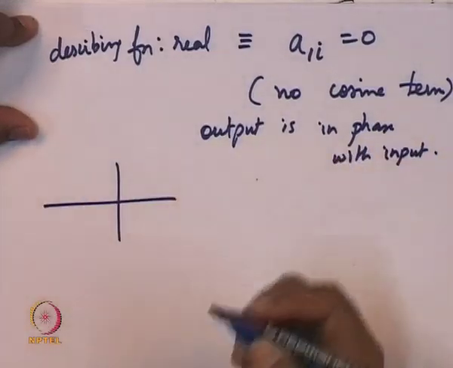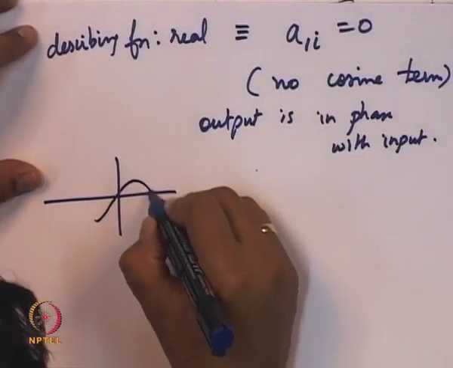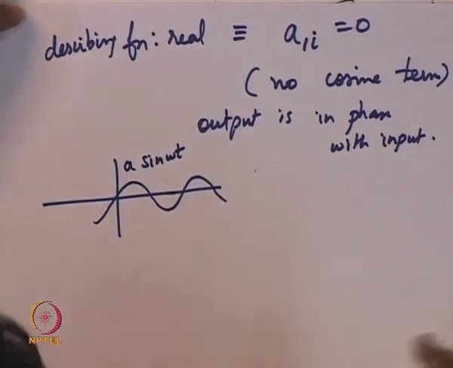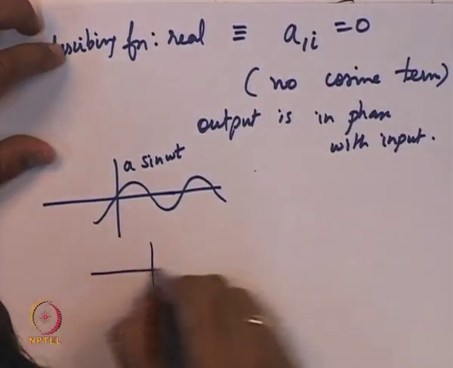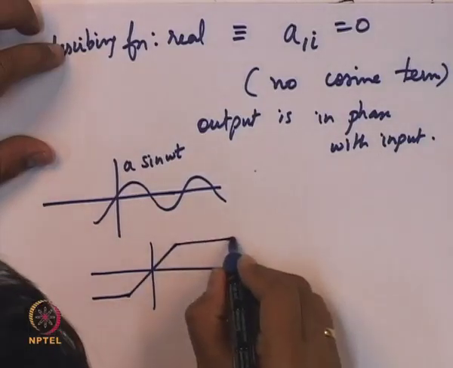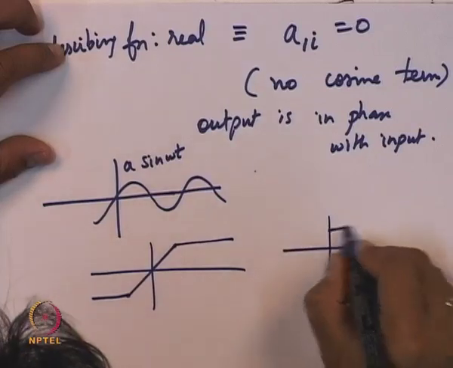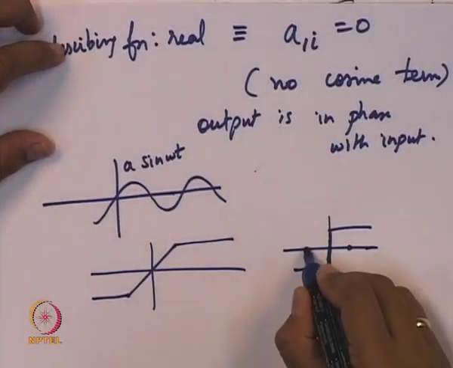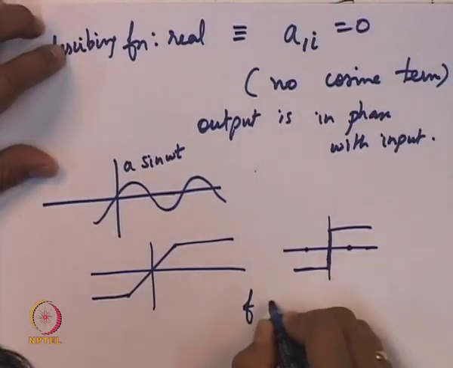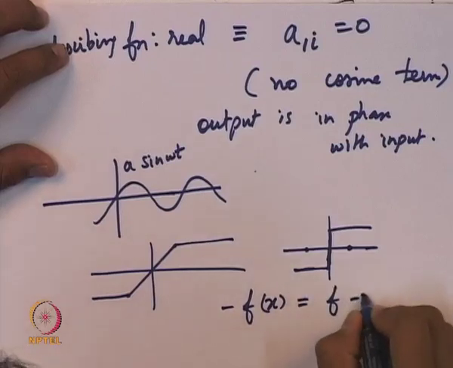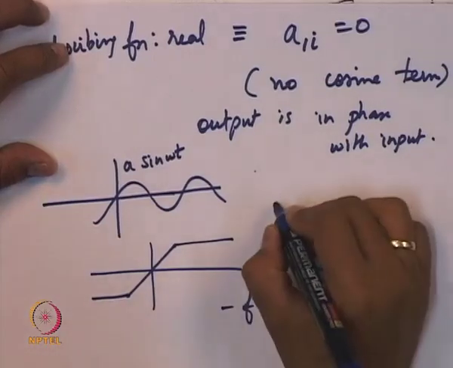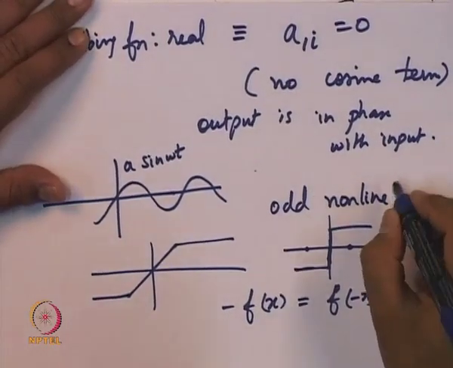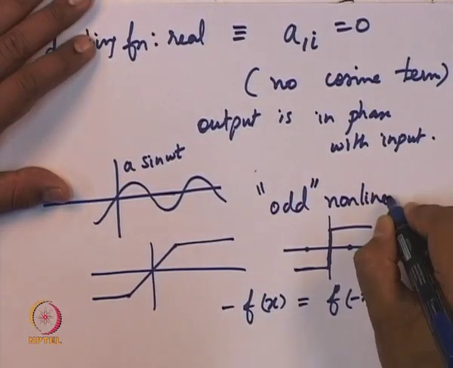So, now notice that your input is an odd function of time, A sin omega t. Now if your nonlinearity was also an odd function, for example, this saturation nonlinearity. Another example was the signum nonlinearity. These nonlinearities all satisfy the property that f of minus x is equal to minus f of x. These are all so called odd nonlinearities. Within the class of memoryless time invariant nonlinearities, we have classified some of them as odd nonlinearity.